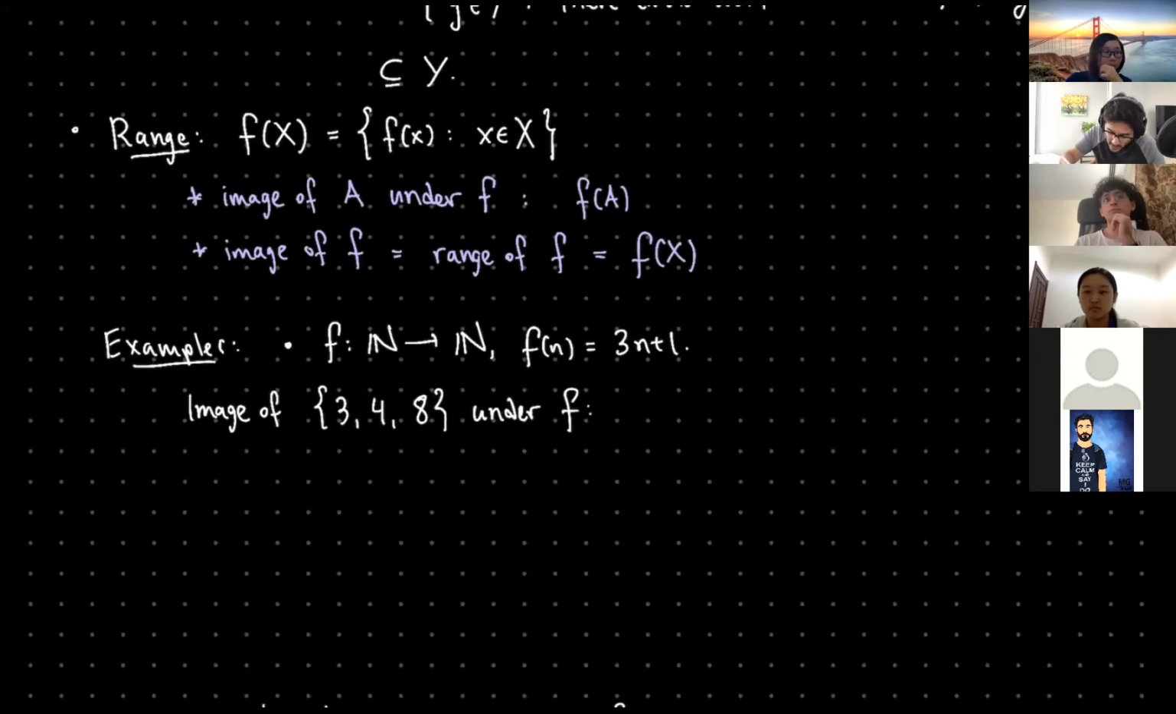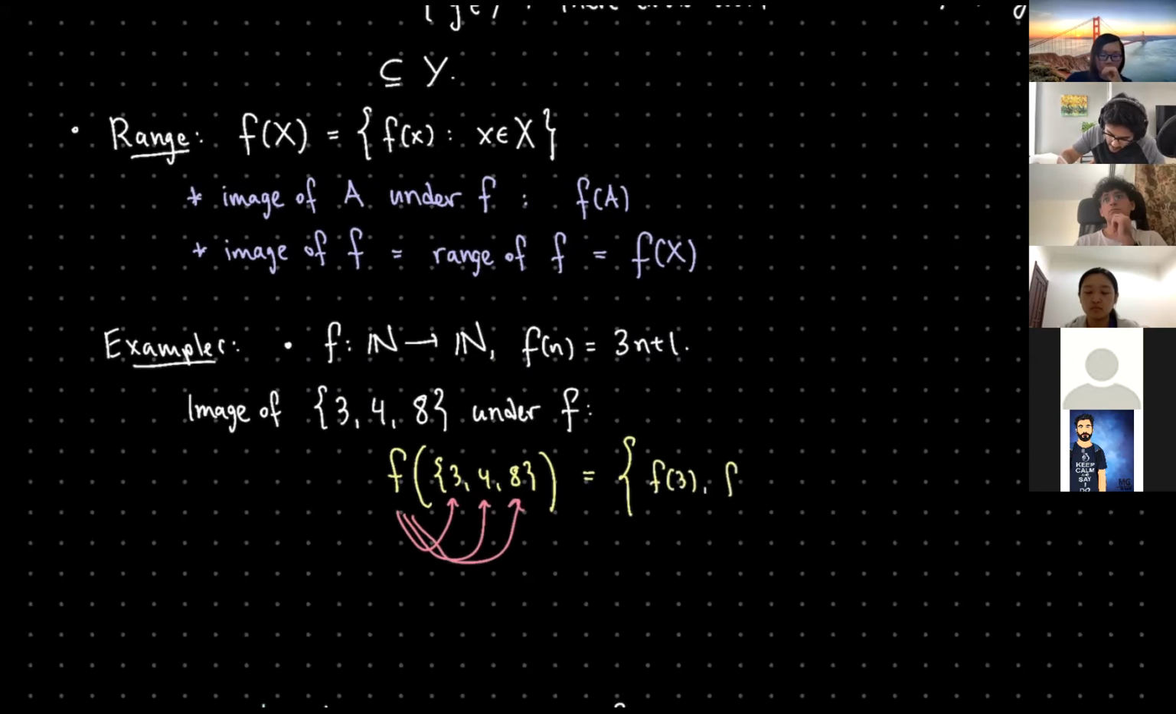All I have to do is take, well, let's write it out. F of this set means I just take the set of F applied to each one of these values. That's basically all I do to find the image of a set. And so this would be f of 3, f of 4, and f of 8. That's what the image of this set is. That's all I have to do, plug in these numbers.